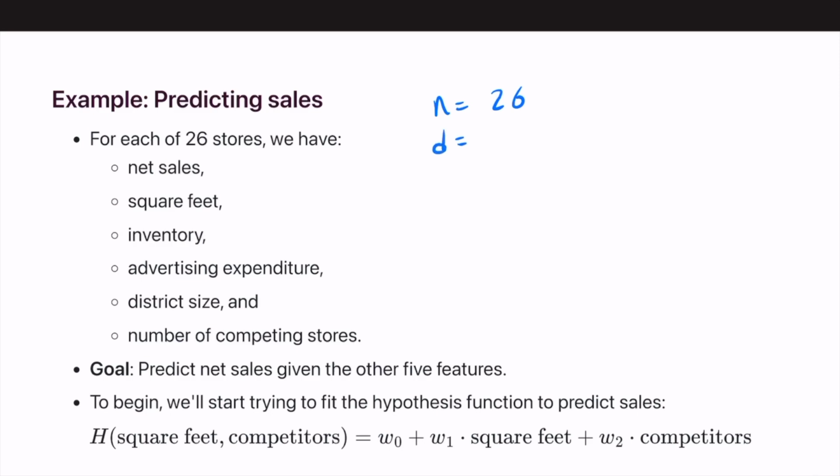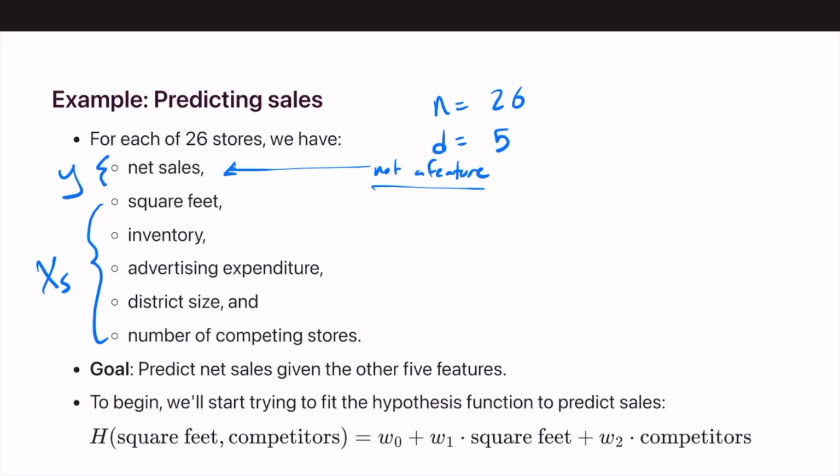Now, our D, the number of features, is one of two things. It can either be 6 or it could be 5. Why 6? Because we have 1, 2, 3, 4, 5, 6 things here. And why could it be 5? Because we have to decide, is net sales, which is what we're predicting, a feature? The answer is no, it is not. So D in this case is 5, because sales is what we're predicting, not a feature. We want to predict what the sales would be given these 5 features. So these are our X's, and this is our Y.